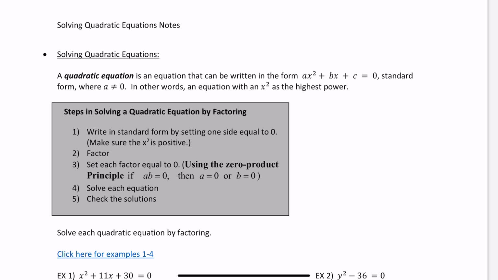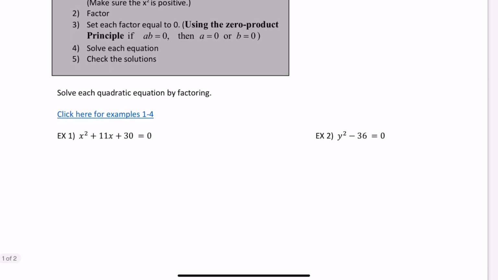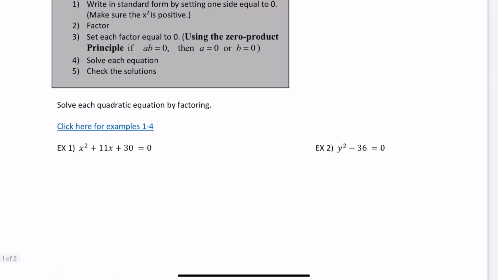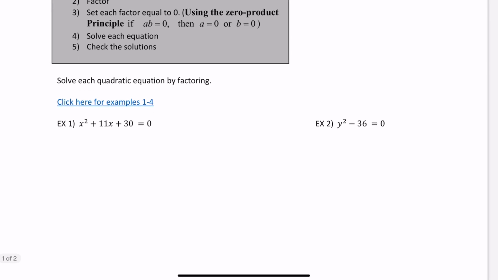The steps for solving a quadratic equation are: number 1, write it in standard form by setting one side equal to 0, and make sure your x squared term has a positive coefficient. Number 2, factor the side that is not equal to 0. Number 3, set each factor equal to 0. This is using the zero product principle. If you have two things being multiplied together and they equal 0, then either the first one is 0, or the second one is 0, or both of them equal 0. So you're going to solve each equation. You will find two answers, and then check your two solutions.